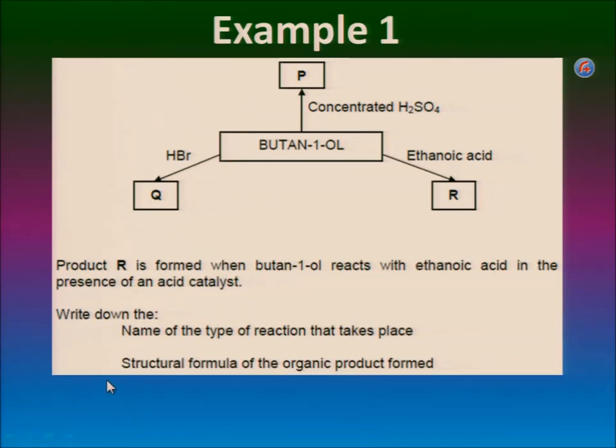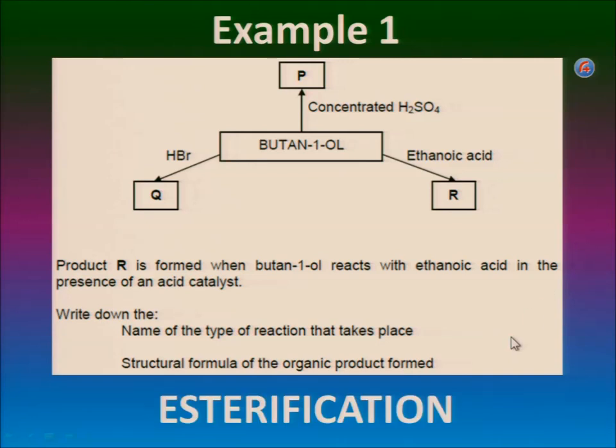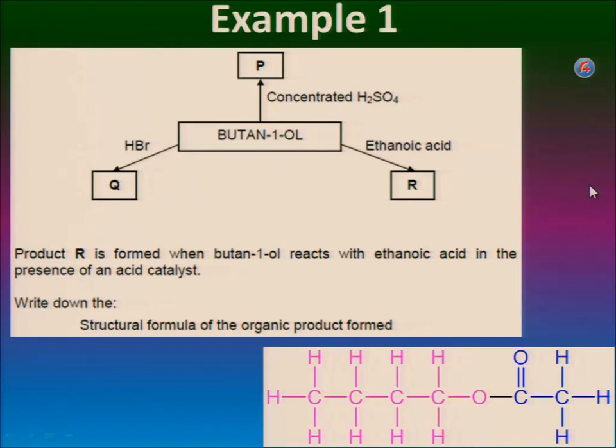The next question is for the product R. Name the type of reaction that takes place. Now you have an alcohol and ethanoic acid reacting. So you are doing esterification. Then the structural formula of the organic product formed. What are you forming if you react an alcohol and ethanoic acid? You are forming an ester.